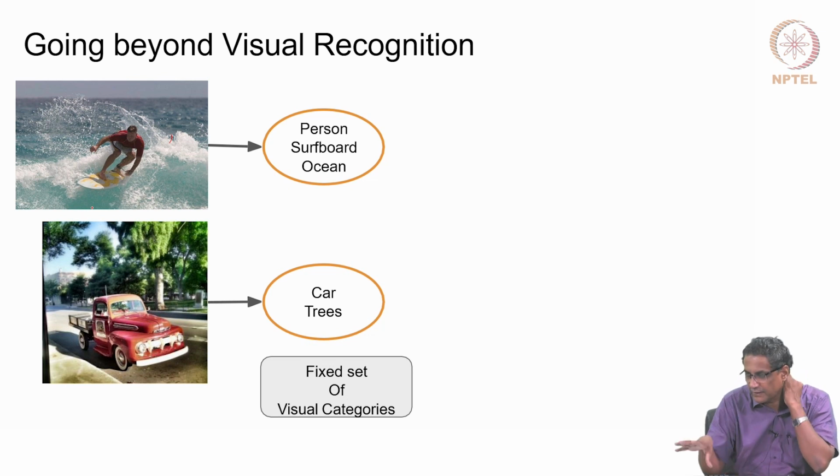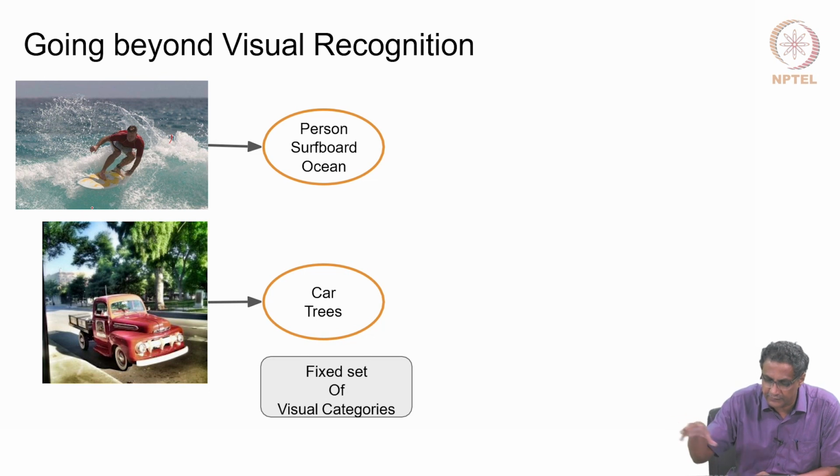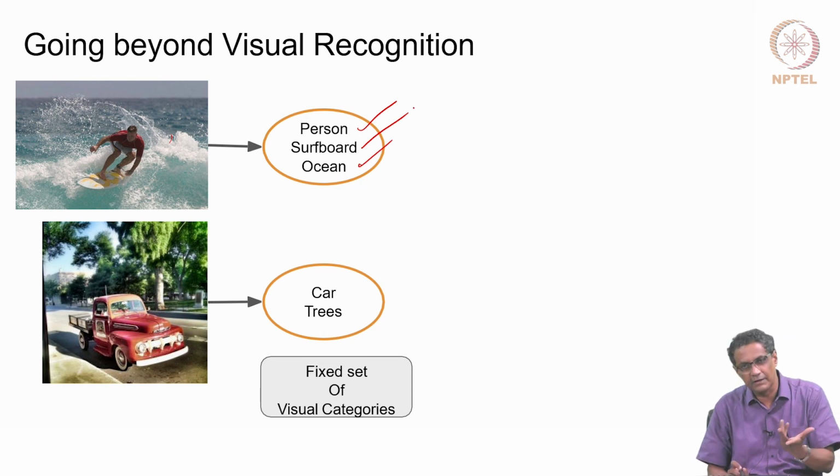But this talk is going to be at a much lower level. What this means is that we want to have a description, and that kind of description will perhaps involve surf, will involve the ocean, will involve surfboard, will involve water perhaps.